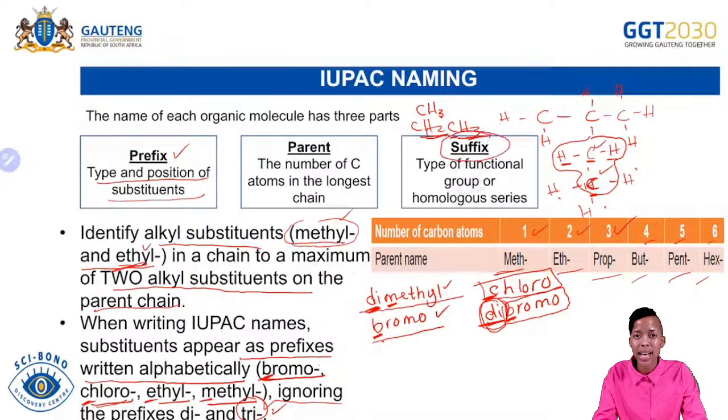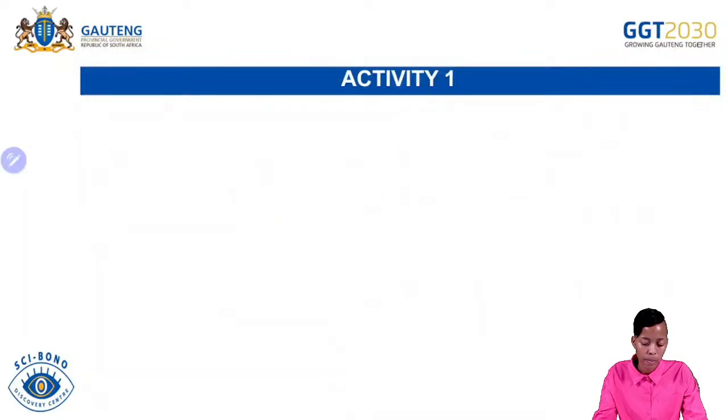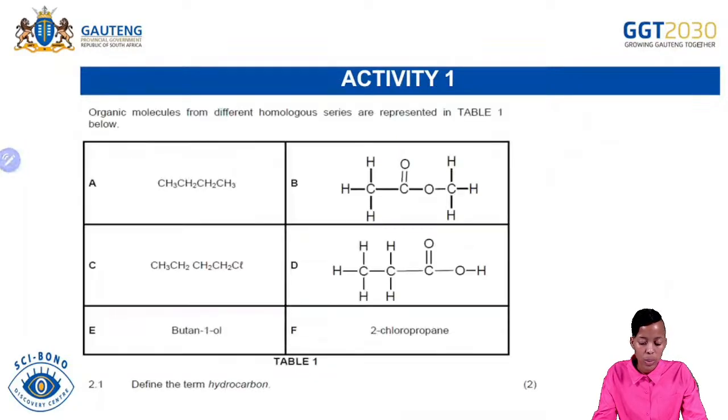Then the suffix will be the type of functional group or the homologous series. That is what we previously spoke about. The suffix ending to say alkane will end with ane. Alkene will end with ene. Okay.